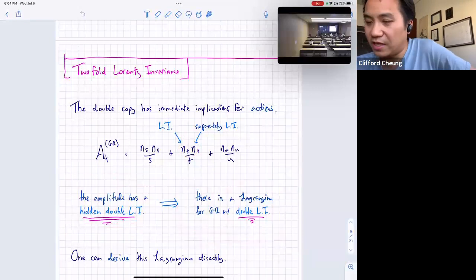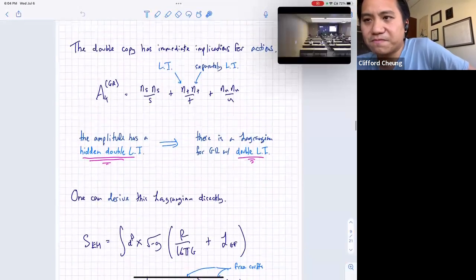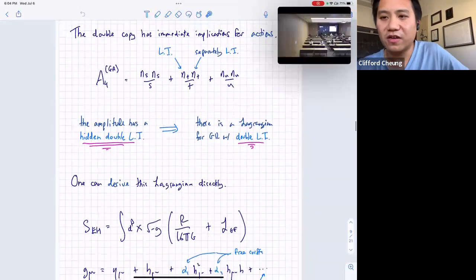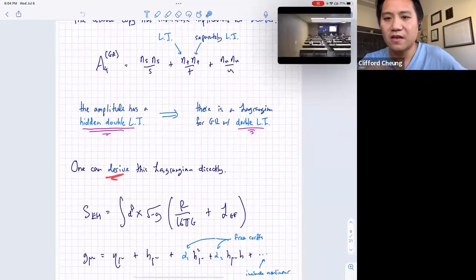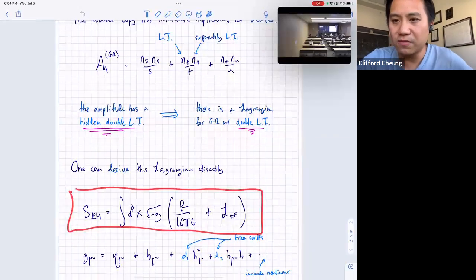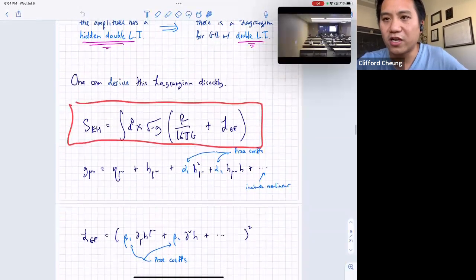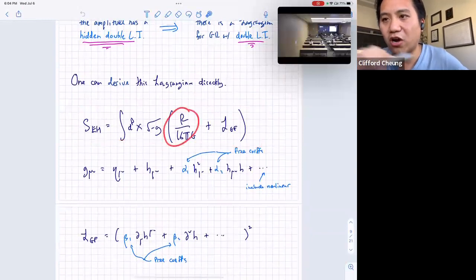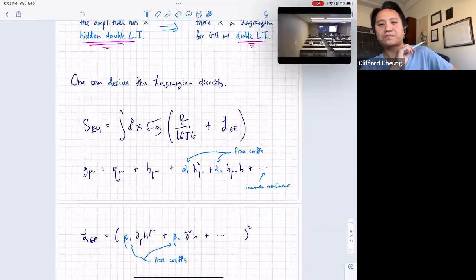And I'll show you how you can derive it. Actively derive it. So let's actually derive it. You could start with the Einstein-Hilbert Lagrangian. What's the Einstein-Hilbert Lagrangian? Well, it's just root minus g R, and there's a gauge fixing term.